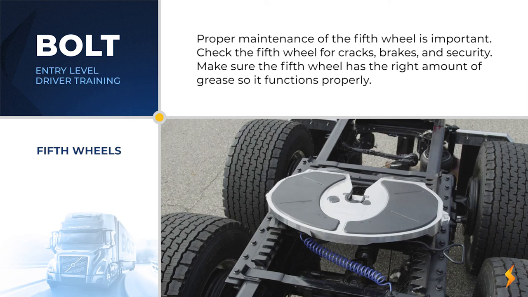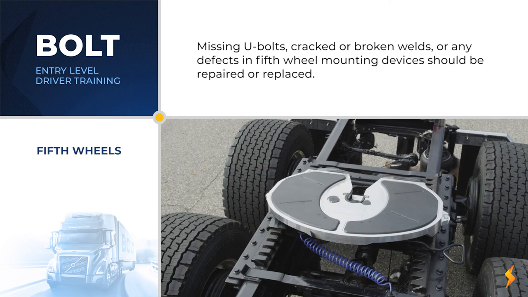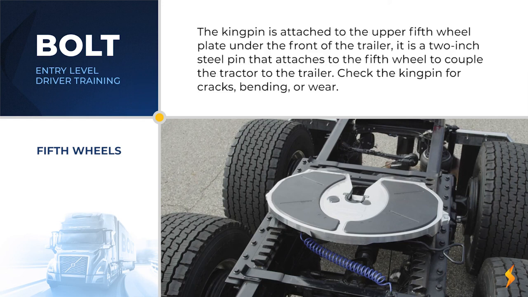Check the fifth wheel for cracks, breaks, and security. Make sure the fifth wheel has the right amount of grease so it functions properly. Missing U-bolts, cracked or broken welds, or other defects in fifth wheel mounting devices should be repaired or replaced. The kingpin is attached to the upper fifth wheel plate under the front of the trailer. It is a 2-inch steel pin that attaches to the fifth wheel to couple the tractor to the trailer. Check the kingpin for excessive cracks, bending, or wear.